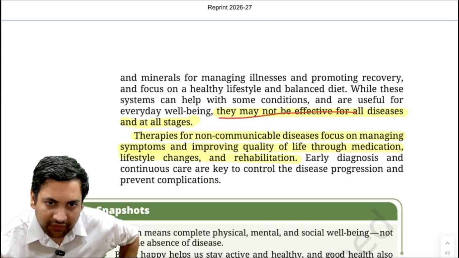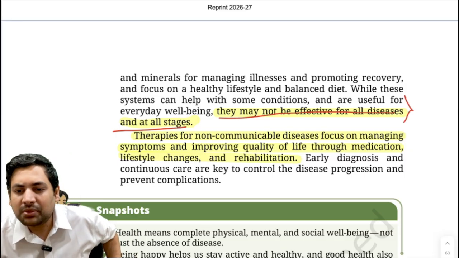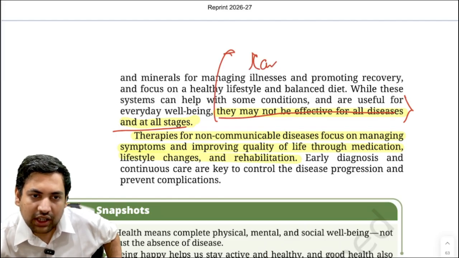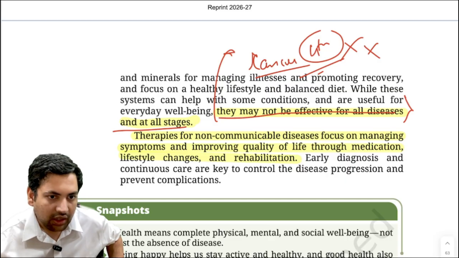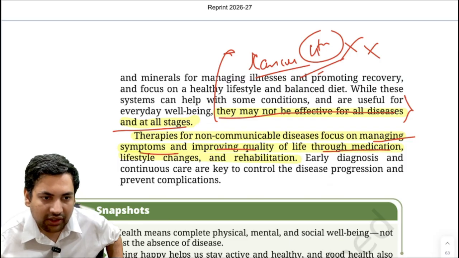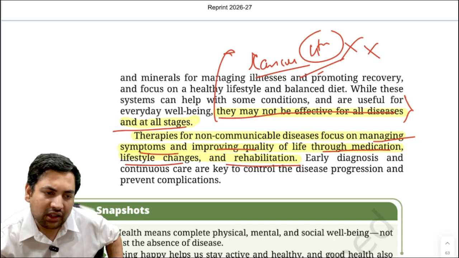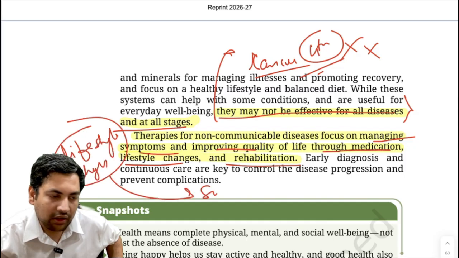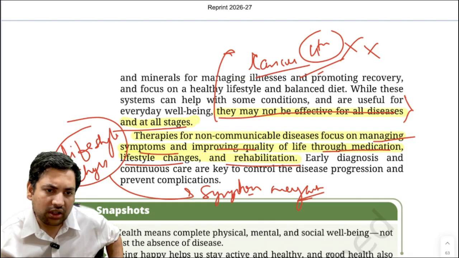Correct. So they may not be effective for all diseases at all stages. So all these traditional medicines, of course, are not effective for all diseases at all stages. Sometimes people tend to claim it wrongly also. Correct. Like some people claim that it can directly cure cancer. Okay, even last stage cancer, all that. So all that is actually wrong. Then therapies for non-communicable diseases focus on managing symptoms and improving quality of life through medication, lifestyle changes, and rehabilitation. Correct? Because there is no pathogen that you can kill by antibiotic. What you need is lifestyle changes and symptom management. Correct? So this is what is needed for non-communicable diseases.